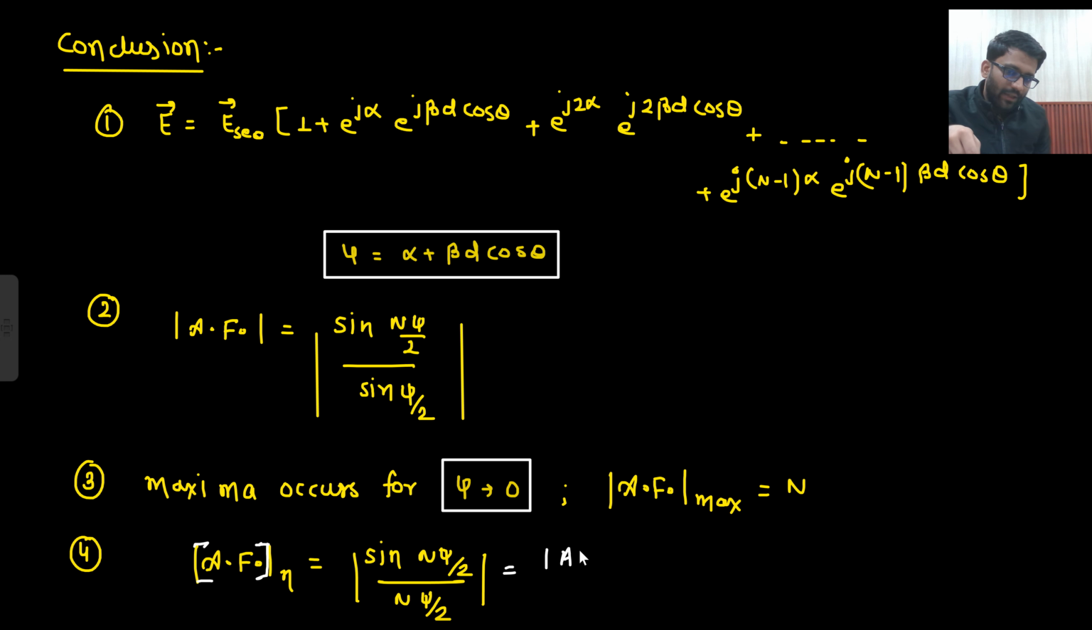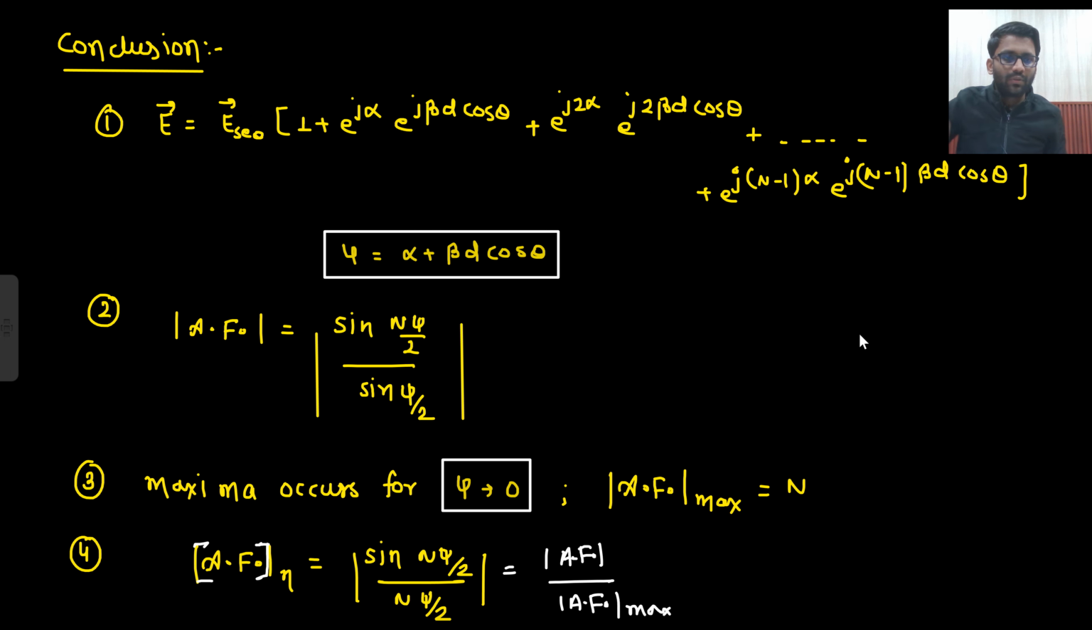Rather than this formula, you just remember that it is equal to the mode of array factor divided by the maximum value of array factor. That's it. So what is mode of array factor? Sine n phi by 2 divided by sine phi by 2, divided by n. So this is what you are going to get. This is the summary of everything that we have studied in antenna array.